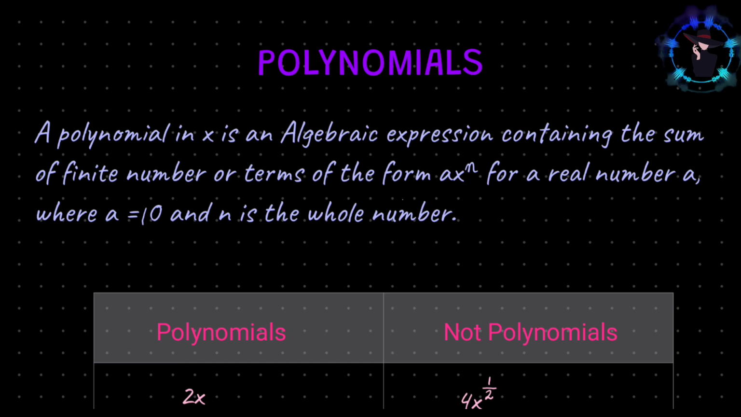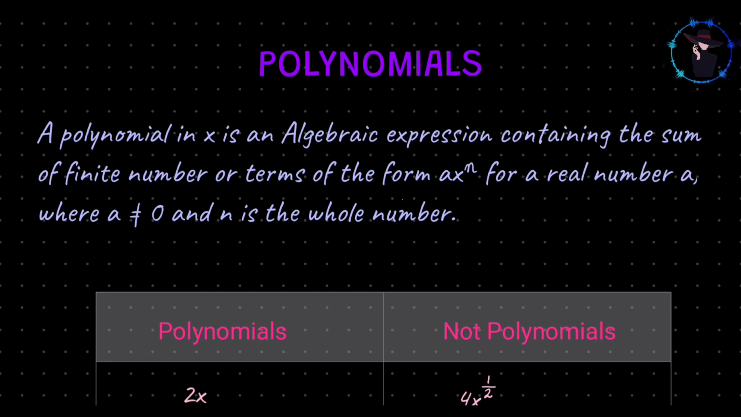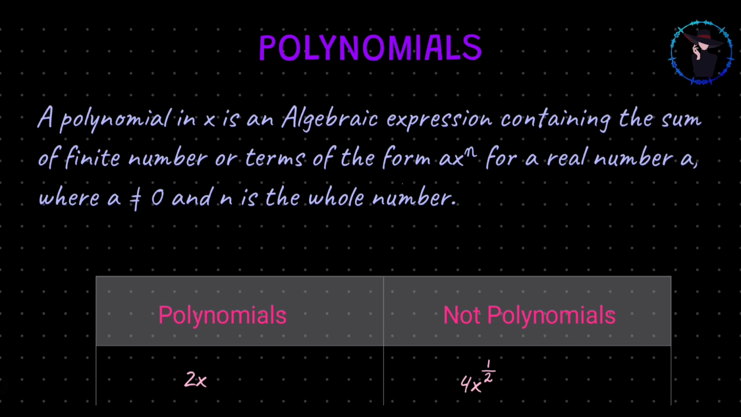Chapter 3, Polynomials. A polynomial in x is an algebraic expression containing a sum of a finite number of terms. It should be countable, in the form of ax to the power n, where the value of a is a real number and the value of n is a whole number. And the value of a should not be 0. So that is what it's saying.